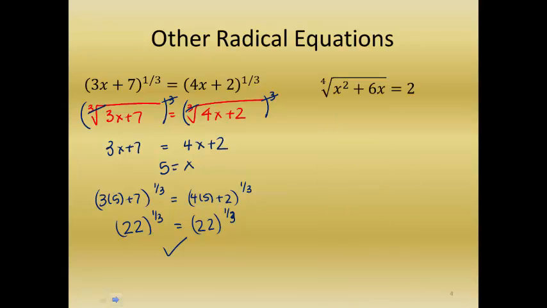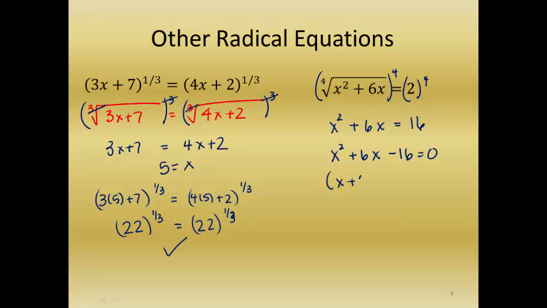All right, our last example here. In this case, I have a 4th root, so in order to cancel a 4th root, I have to use a 4th degree. So I'm going to raise both sides to the power of 4. So I have x squared plus 6x, and now that's going to equal 2 to the 4th power, which is 16. I'm left with a quadratic, which you're going to find quite frequently. Minus 16 equals 0, and I can choose to factor it or use the quadratic formula.